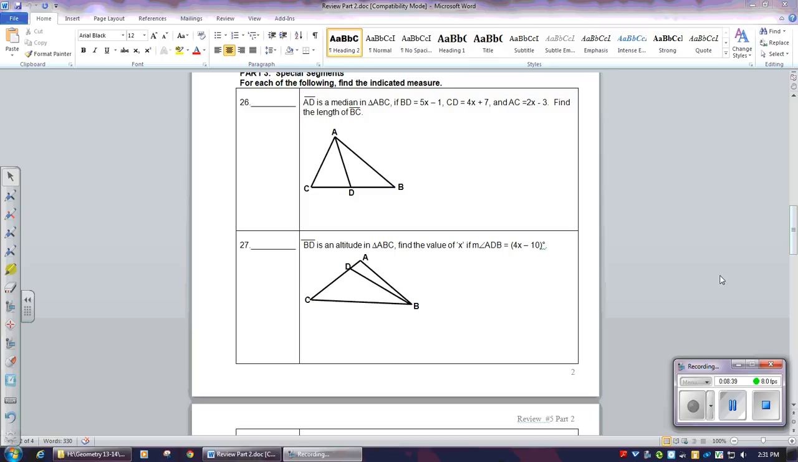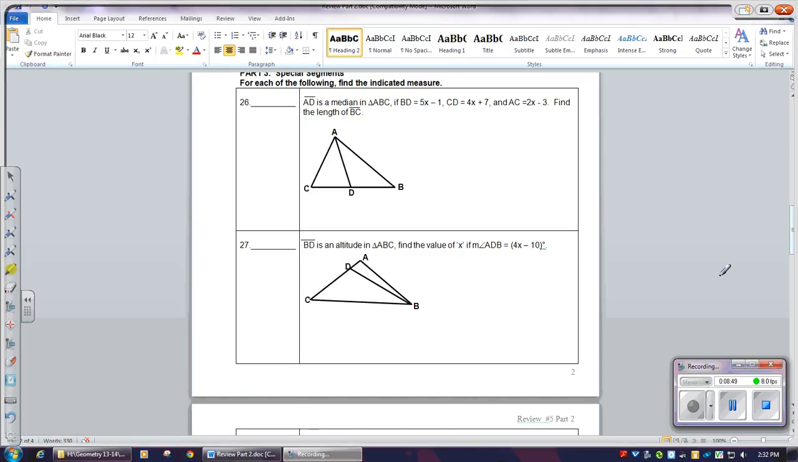Then we worked on the fourth day in this unit on special segments in a triangle. A lot of people are not taking the words and marking what they mean on the picture, so you have to. When it tells me in number 26 that AD is a median, that means the median goes from a vertex to the middle of the other side. So it cuts that into two equal portions. Mark it. That's what a median does.